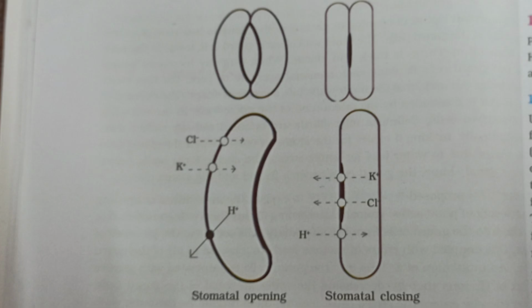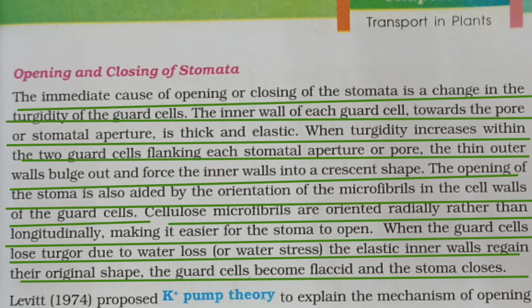Here, the immediate cause of opening or closing of stomata is a change in the turgidity of the guard cells. The inner wall of the guard cell towards the pore or stomatal aperture is thick and elastic. When turgidity increases within the two guard cells flanking each stomatal aperture or pore, the thin outer walls bulge out and force the inner walls into a crescent shape.